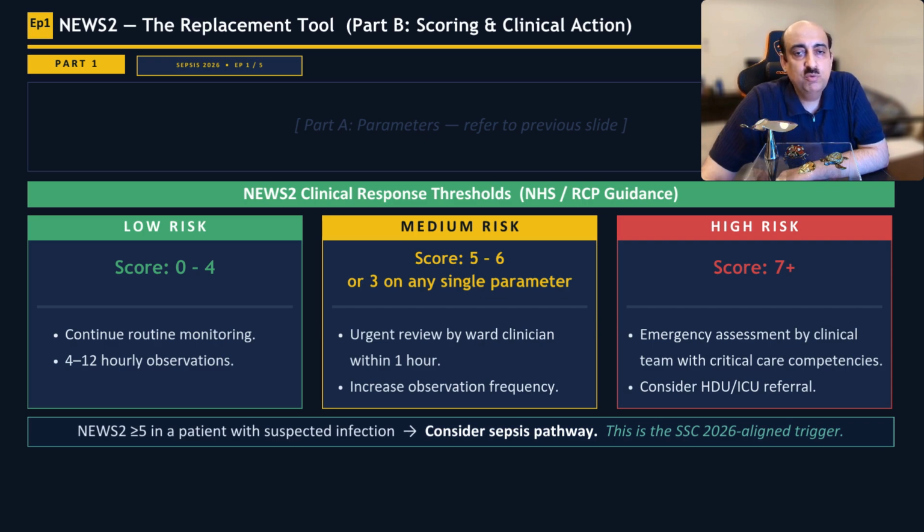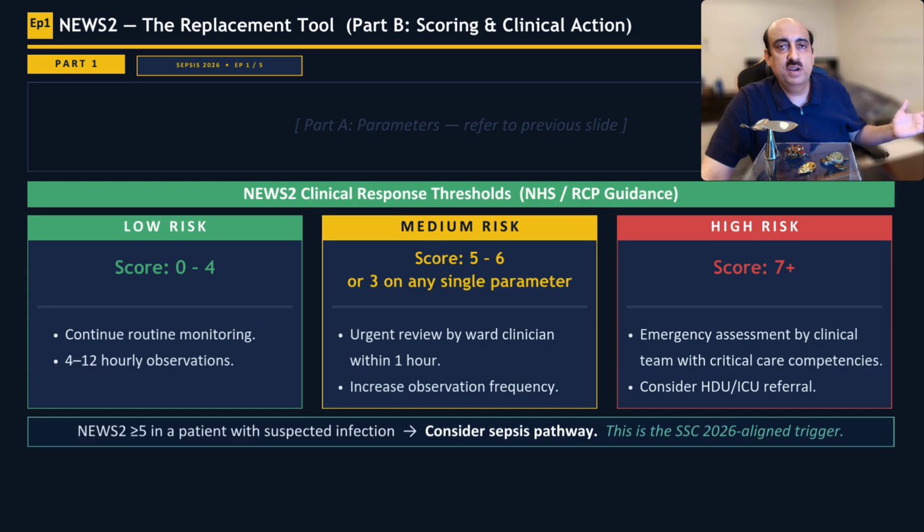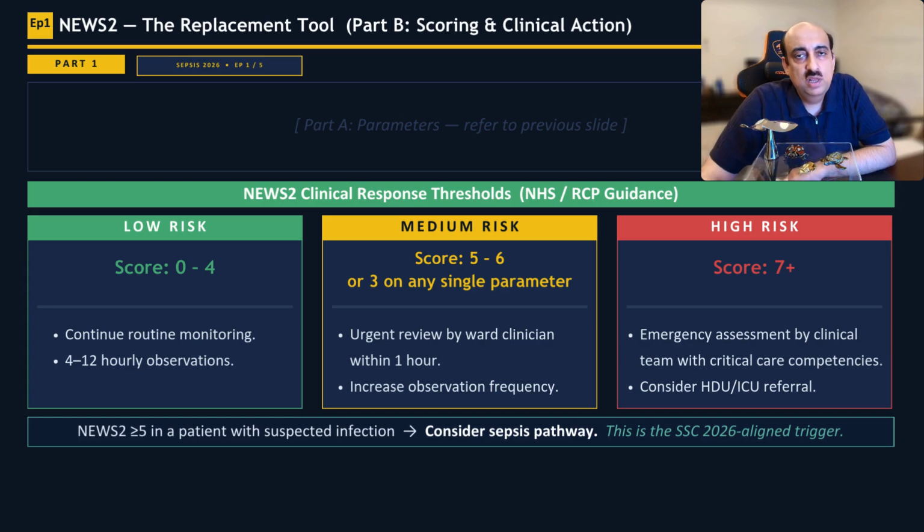Coming to the action points, once you have the scoring grid, you have calculated the NEWS2 score. As ever, any score of less than 5, which means 0 to 4, means just routine monitoring, and the observations can be 4 to 12 hourly. Medium risk with a score of 5 to 6 or 3 in any single parameter means urgent review within 1 hour, and you can increase the frequency of observations.